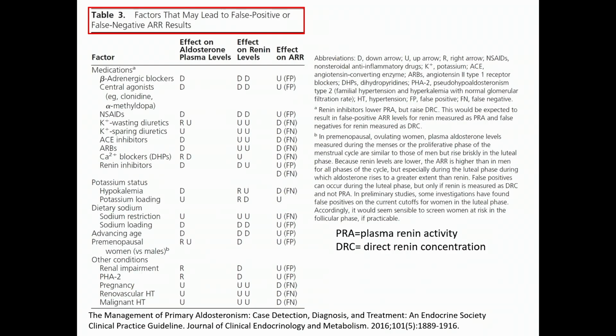I put this slide up here as I think it's helpful to look at how medicines affect aldosterone levels, how they affect renin levels, and how they affect the aldosterone-renin ratio, and whether they would cause a false positive or a false negative. So sometimes it's helpful to look at what the patient may be taking and see how those medicines could be impacting the results of the studies.